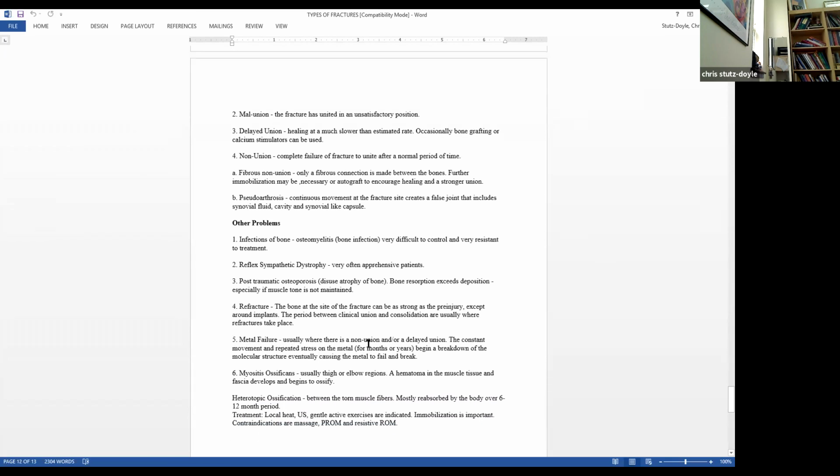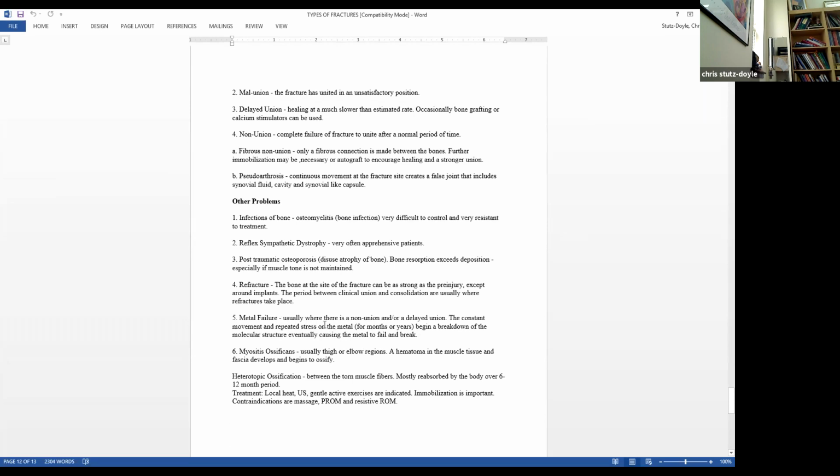Metal failure: usually where there's a non-union or delayed union, the repeated stress on the metal for months or years could start to break down and cause the metal to fail and break. Generally today with titanium and everything, people don't have so much failure in the joints. However, you can have an infection or the body can reject it.